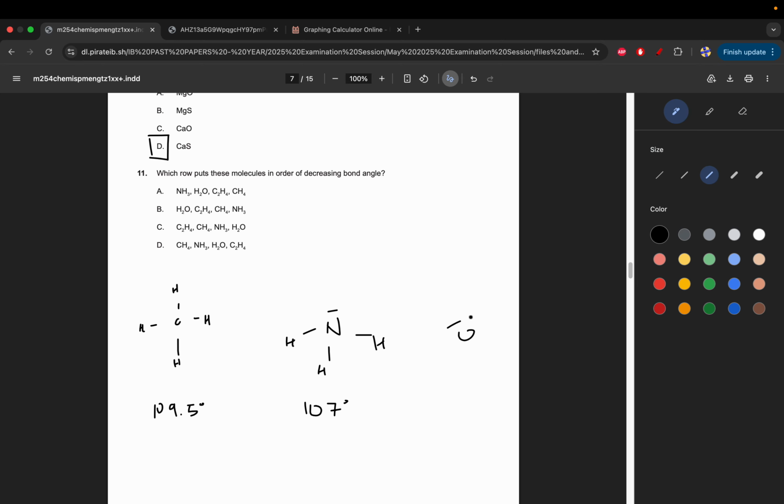H2O is going to look like this. That's going to be bent with 4 electron groups, and that's going to be 104.5 degrees. And the last one, C2H4, is going to look like this.